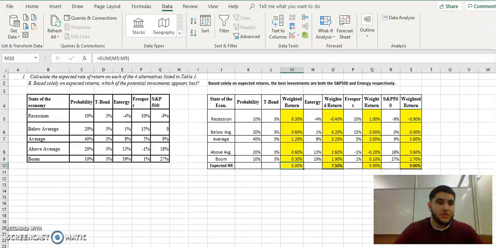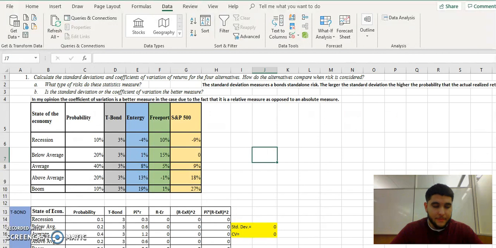Moving on to question 2, the question asked us to calculate the expected rate of return on each of the 4 alternatives. The weighted return, or the expected return, for the T-bonds is 3%. For Entergy, we got 7.5%. For Freeport, we got 5.9%. And for the S&P 500 index, we got 9%. If we're basing our investments solely on the expected returns, the best investments would be the S&P 500 index, as well as Freeport.